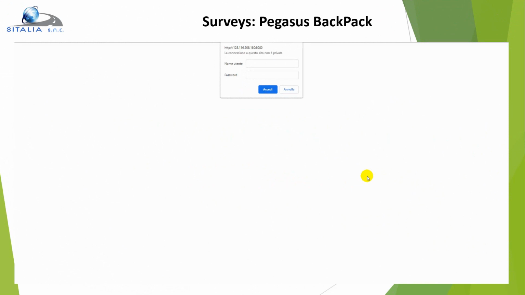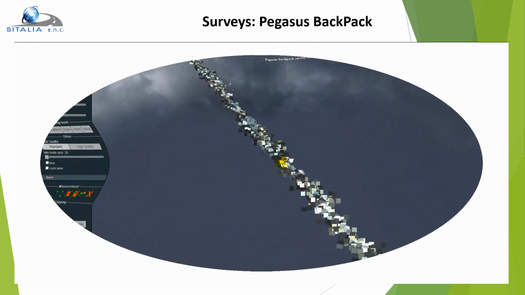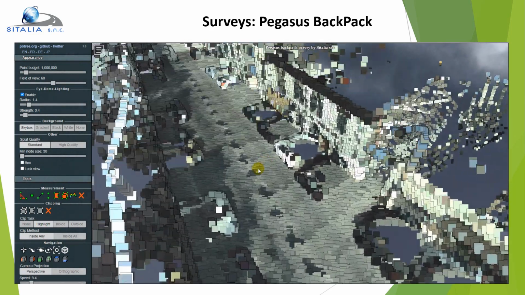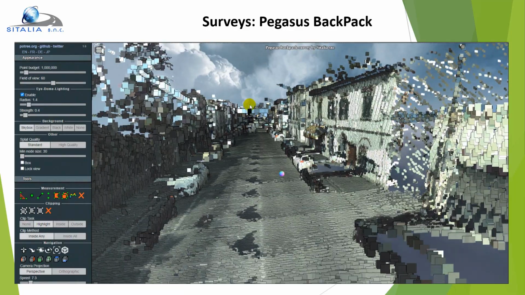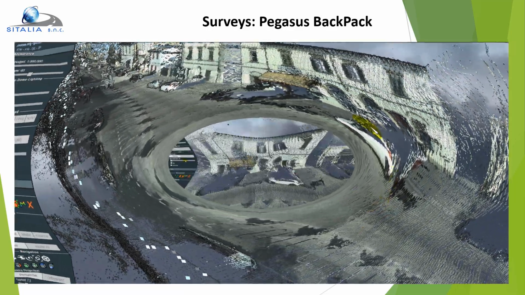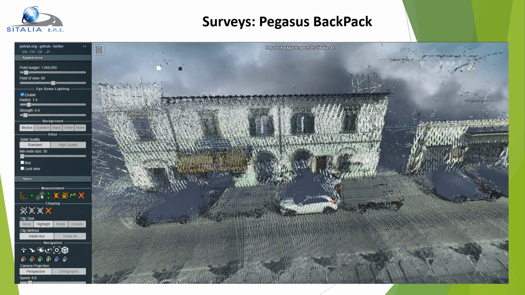So this is a video that shows you another way to check Pegasus data. We are using Pro3 software, which works directly in the browser. It is possible to enter credentials, so all data needs a login. The user can see the point cloud. It is a reduced point cloud, not the original one, but anyway, you can see the quality.